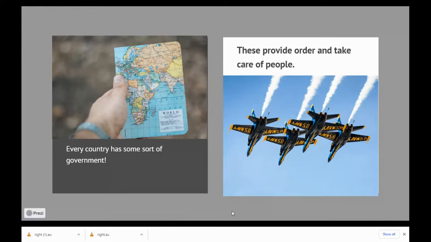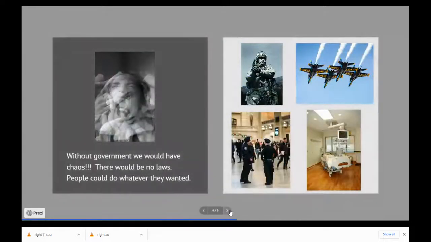But the reason every country has a government is because governments do two things. They provide order and they take care of the people. We would have chaos without government. There would be no laws and people would do whatever they wanted to do. Okay, government provides schools and it provides the army, provides the firefighters. Provides the police officers. And in some countries, it provides the doctors that take care of you.